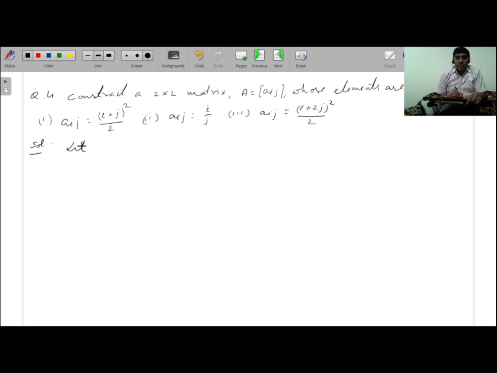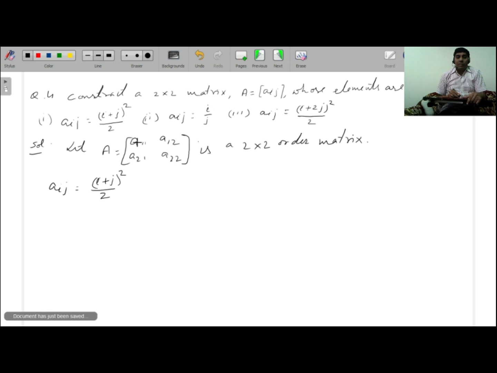Let A be equal to [A11, A12, A21, A22], a 2 by 2 order matrix. It is given that aij is equal to (i plus j) whole square divided by 2. Using this, we have to find the values of A11, A12, A21 and A22.